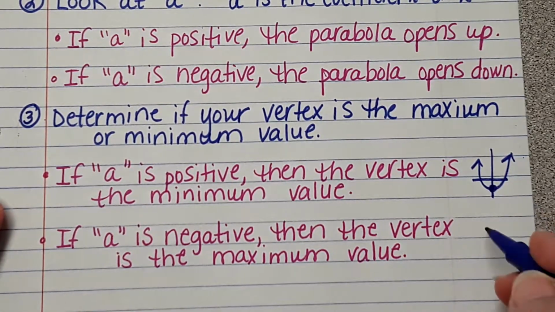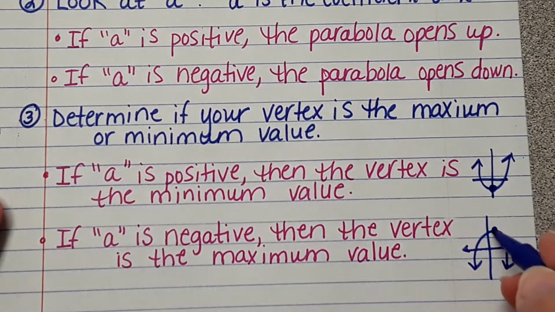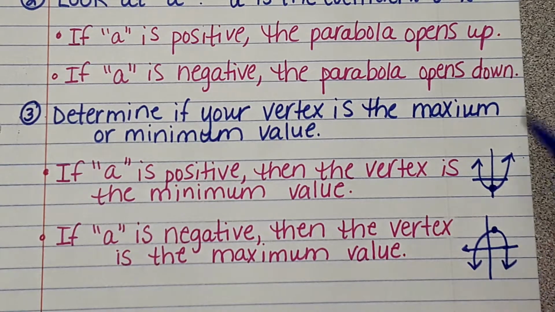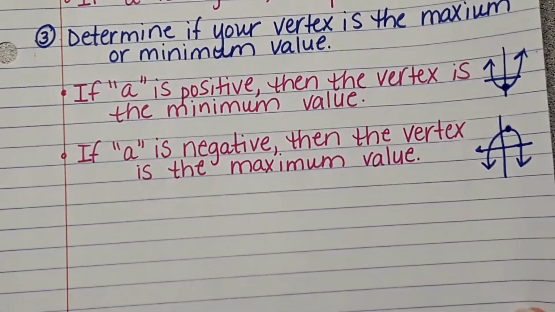That makes sense. It opens up, then your vertex is at the bottom of your graph. If your parabola opens down, then your vertex is at the top. So if your vertex is at the top, that makes your maximum value. If your vertex is at the bottom, that makes it your minimum value. So it kind of makes sense that way. These are not necessarily things that you have to work out, but things that you need to know so that when you go to graph the quadratic, you know I'm graphing it in the right place.